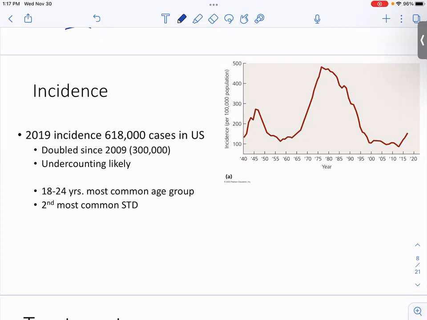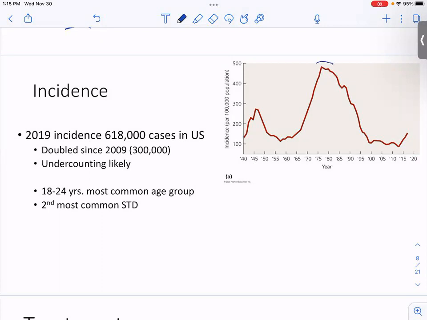This is a reportable disease. So if you go to the doctor and get treated, the doctor has to report that to the CDC, which helps us have an idea of the numbers. But again, when sometimes people don't have symptoms for a long period of time, it's probably underreported.